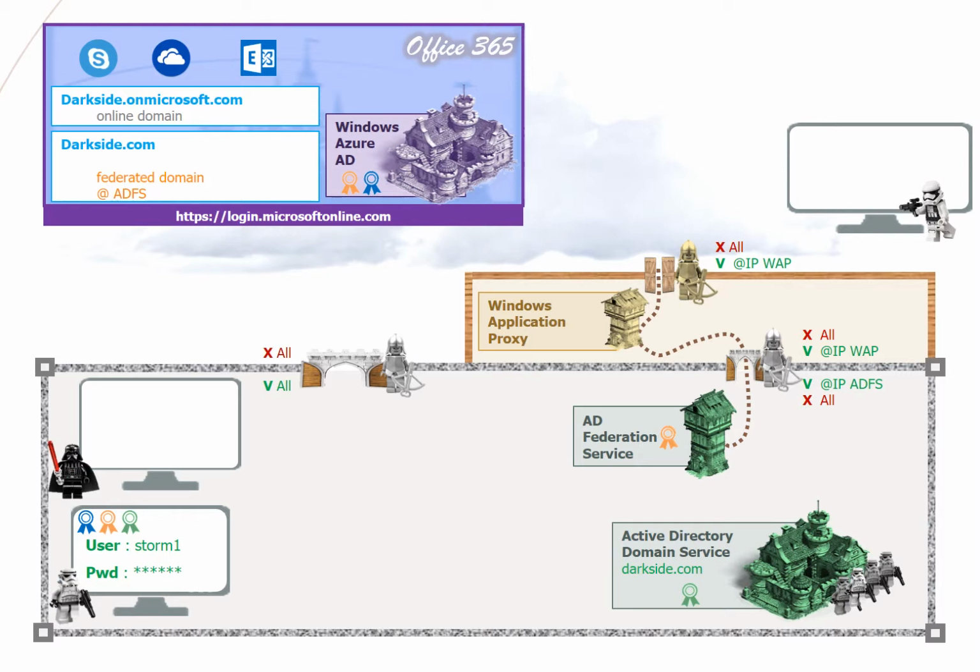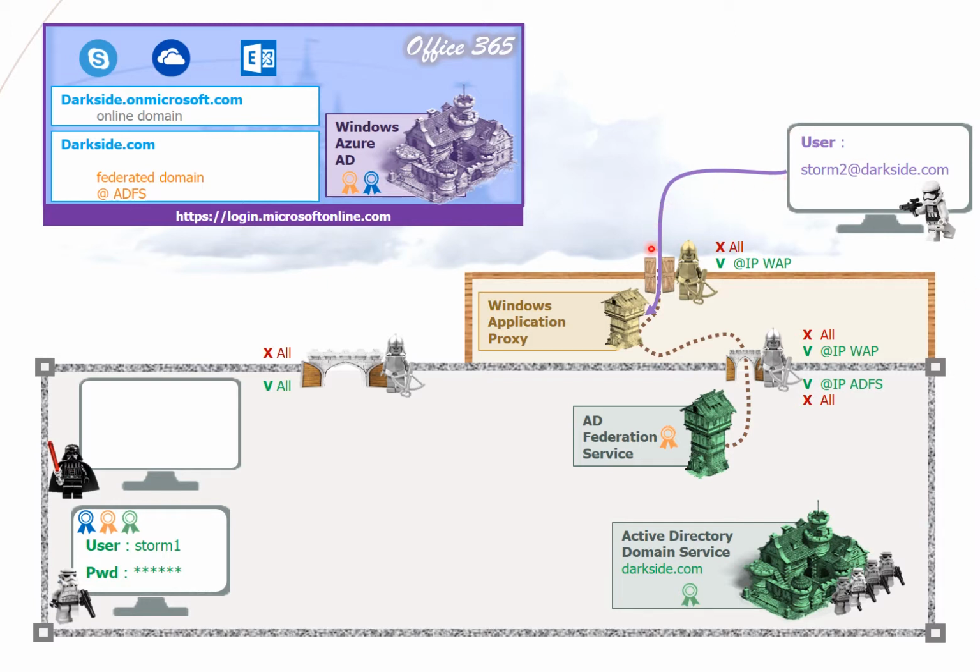Remote Stormtrooper will try the connection to Office 365 with his login storm2@darkside.com, and like every other user of darkside.com, he will be redirected to the ADFS. On the internet, ADFS address actually means WAP address. As I said previously, we'll look into DNS configuration in a future video, so for now let us just pretend that when I am on the internet, I am redirected to the WAP address.